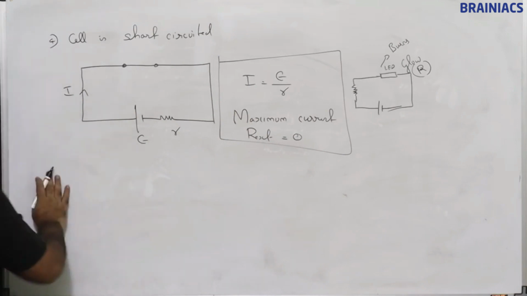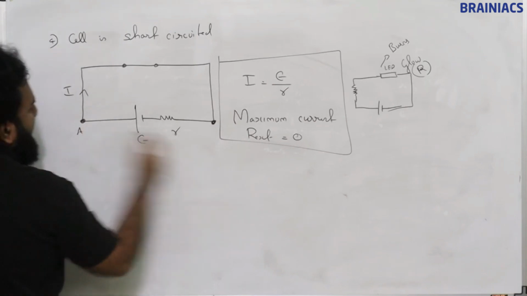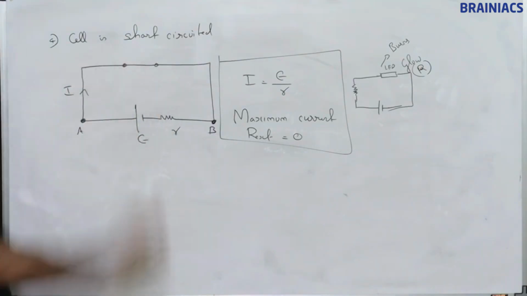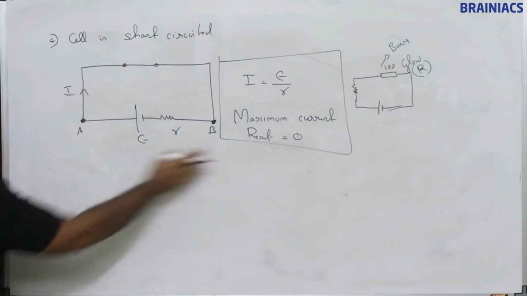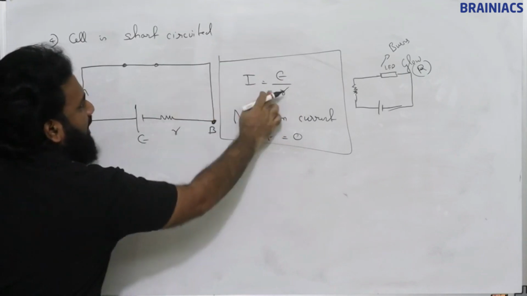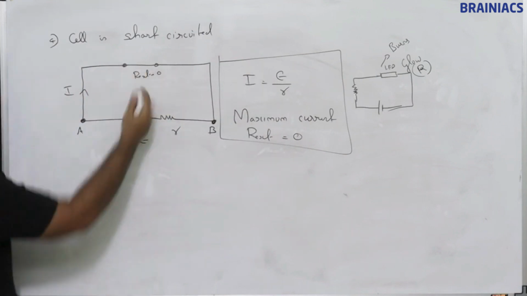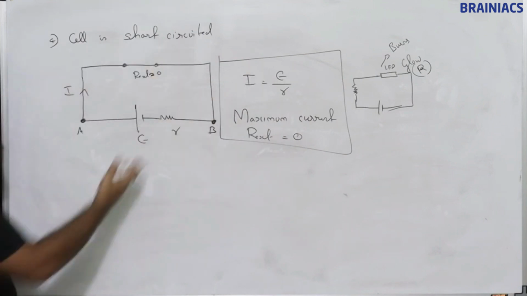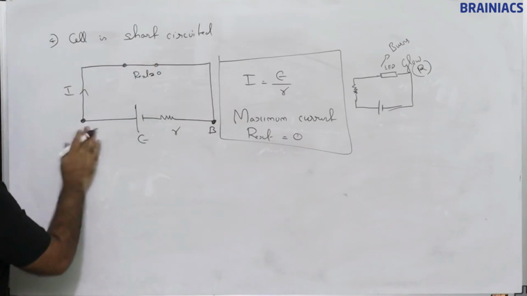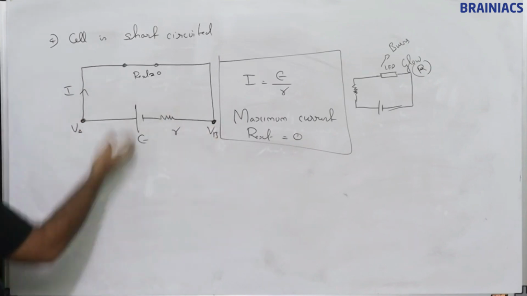In the same way, if we try to calculate for A, B: when the cell is short circuited, there is no external resistance, so you will be getting the maximum current I, because I is equal to E by R, otherwise one external R would also come here. So R external is 0 here, we haven't connected any resistance, directly connected, that is what short circuit means. So we will find the terminal potential difference or terminal voltage in the same case here.